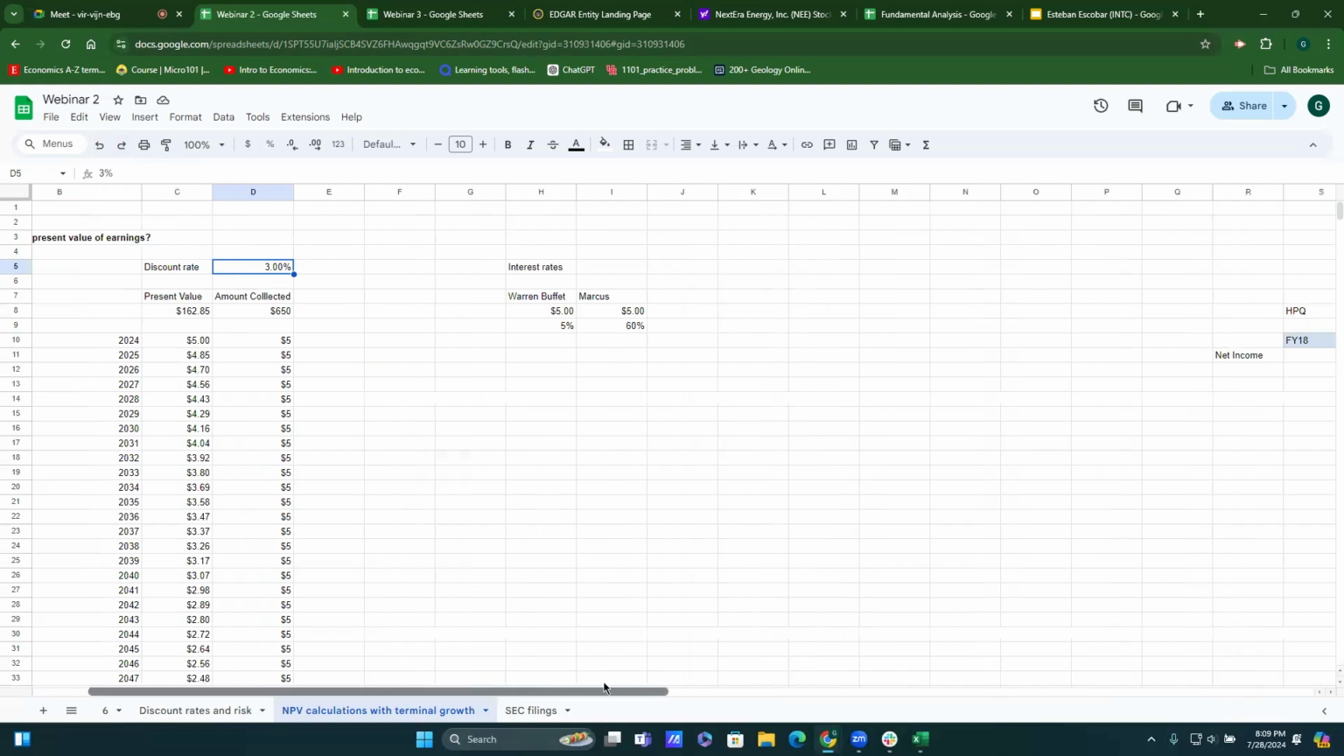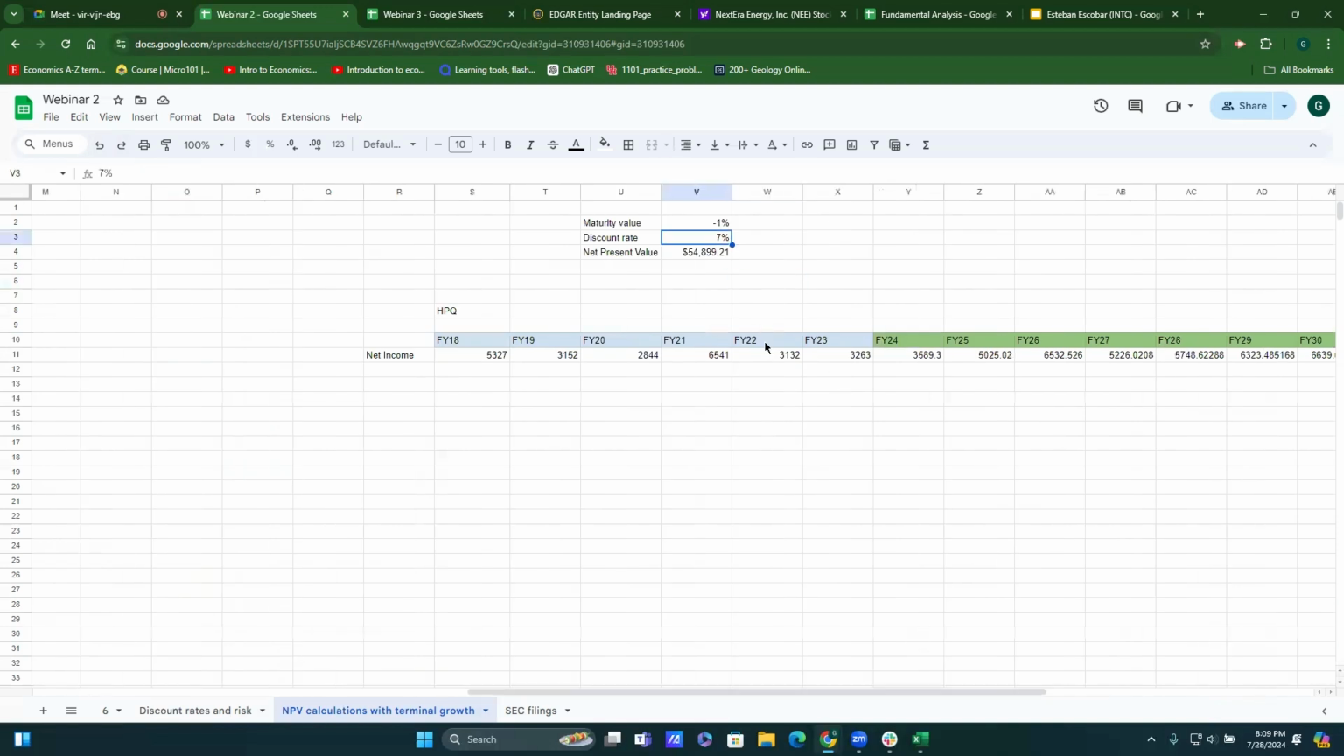So we moved over here and we added risk to that. We said that HPQ, because of market conditions, would have a discount rate of 7%. So that was 3% plus another 4%. Now, how did I know that it was 4% that was our risk? I don't know that. That's the thing about finance. It is theoretical. You have to make assumptions. And that's why I added that 4% as our risk. But by doing that, you get a better net present value.